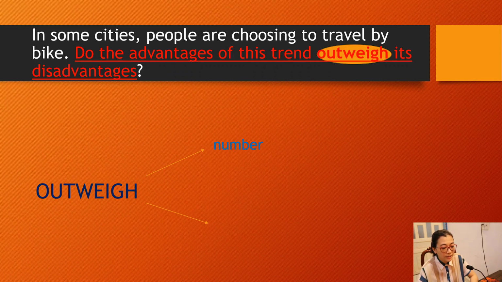For the second one, it is about the importance. For example, although there are more disadvantages to traveling by bike, the advantages are greater. I mean, although there are only one or two advantages, its importance is greater, it is of greater importance. So you can say the advantages of this trend outweigh its disadvantages.